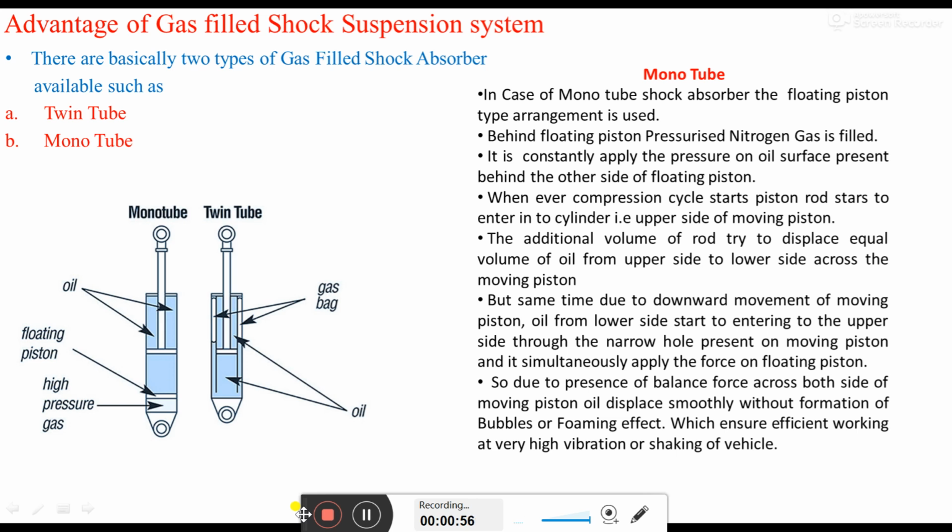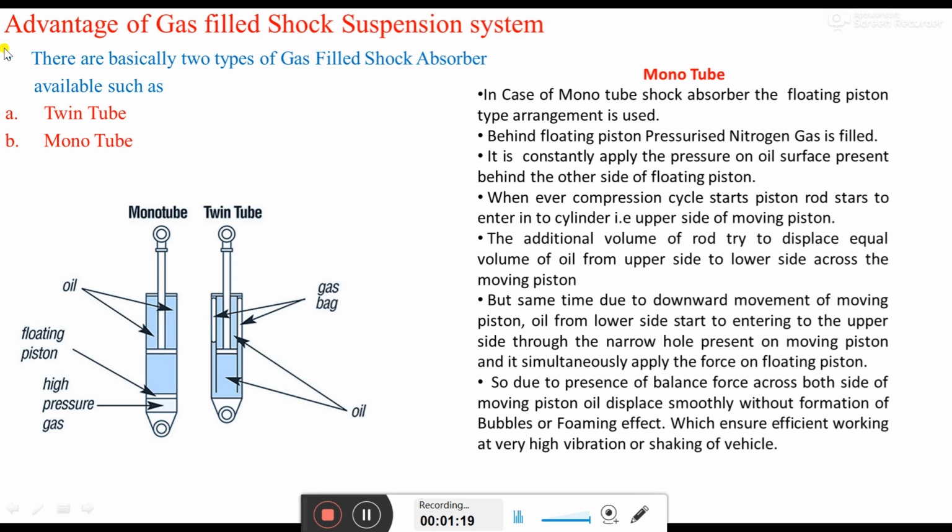Okay, so whenever such emulsion travels through a narrow hole, it does not give as much damping characteristic as oil gives alone. So because of the mixing of air and oil, an emulsion forms, and that emulsion has very low viscosity. Okay, so that was the problem in the previous case. To overcome that, nowadays we are using a gas filled shock absorber.